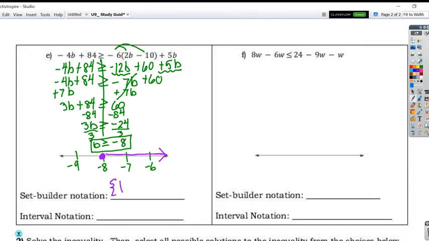Open up those curly braces, introduce the variable, put your vertical bar that lets us know we're done with introductions, and then fill in your solution. B is greater than or equal to negative 8. Close those curly braces because we're done.